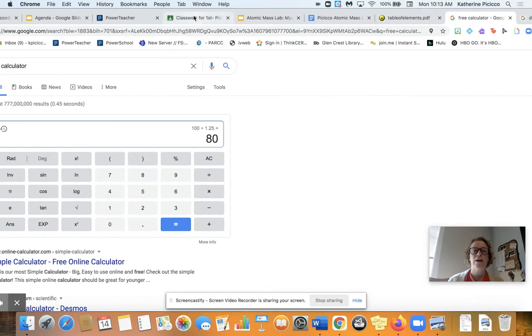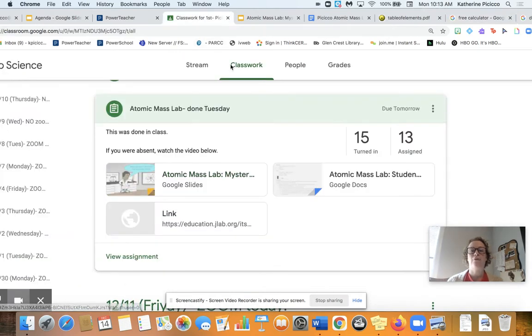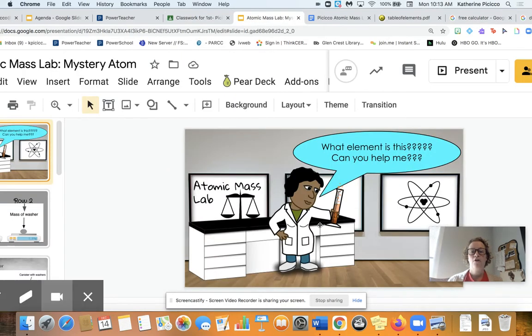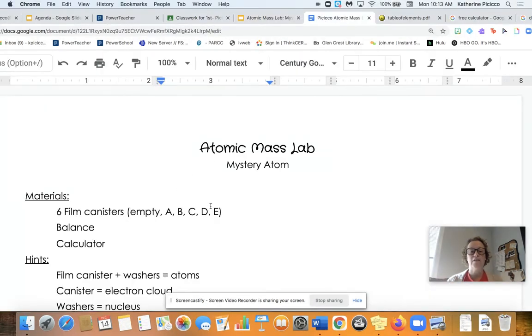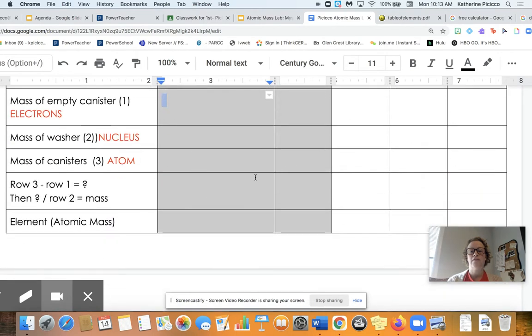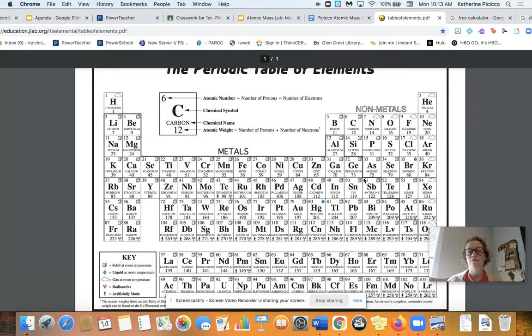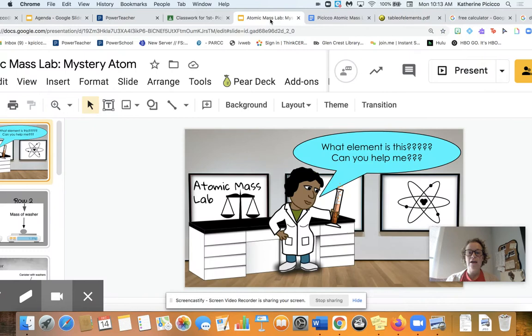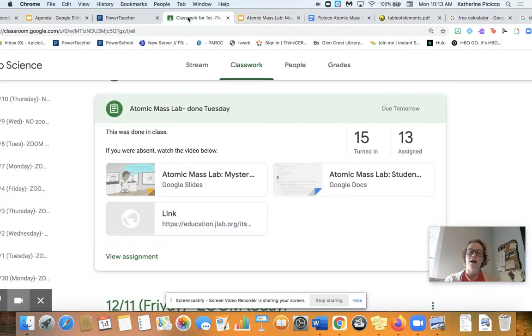Okay, so I'm going to give you a second to do that. Again, you've got to have all three up. So you should have the Atomic Mass Lab with this lady saying, "Can you help me?" on the front. You should have something that looks like this and has a chart that needs to get filled out. And then you should have your periodic table of elements. Okay, so get all three of those right now. Okay, so we're going to start by going over the directions.